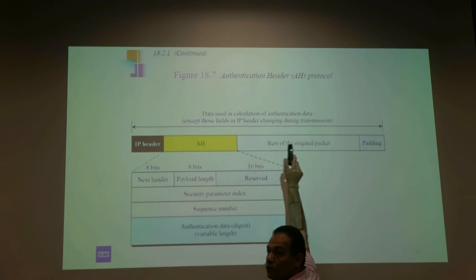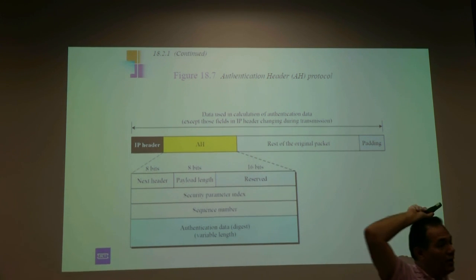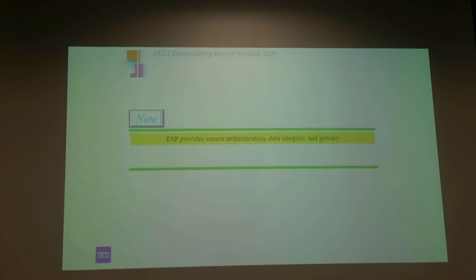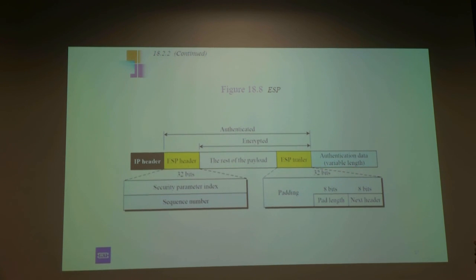Digest for what? For the rest of the data. So what does it provide? Message authentication, source authentication, and integrity. That's it. Does not provide anything more than that. So ESP provides three things: source authentication, message or data integrity, and privacy. Why privacy? Because it will be encrypted.